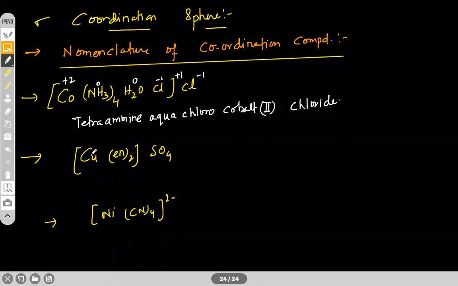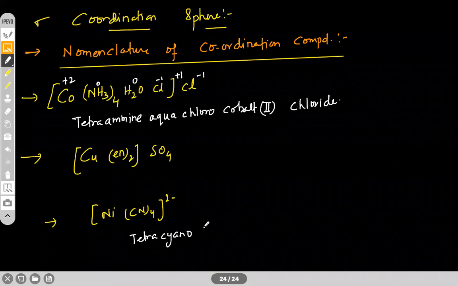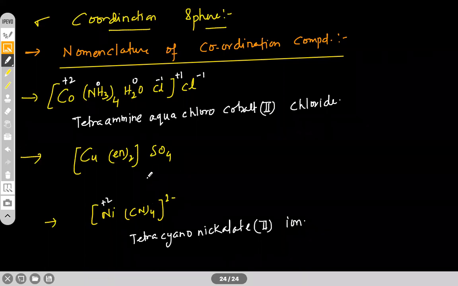Okay, this one I'll do in the last, wait for it. This one is tetracyanonickelate. Oxidation state of nickel is plus two here, so nickelate two ion, because it is not a molecule, it is an ion. Okay, now this one, you see the bis-tris rule will be used over here.